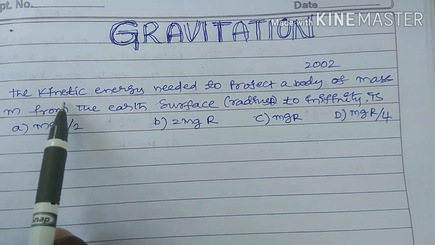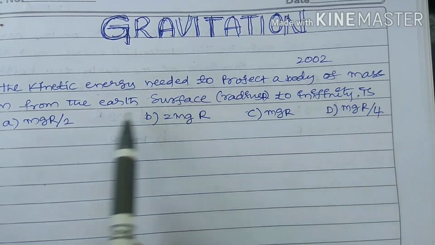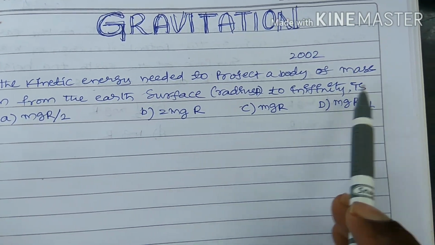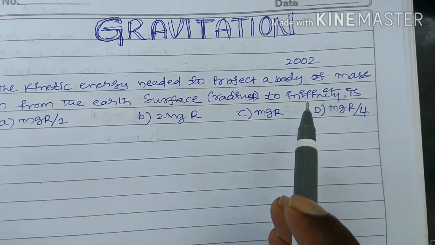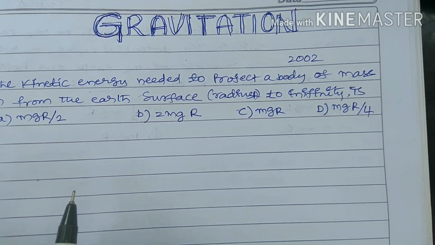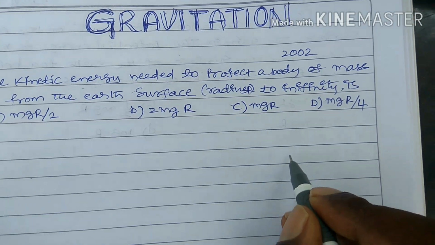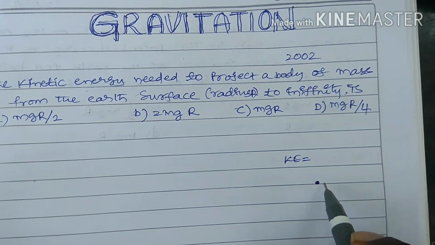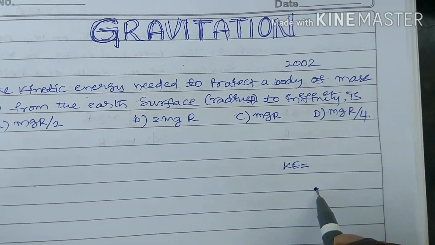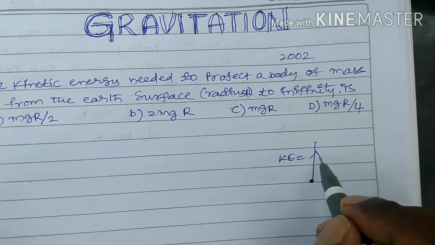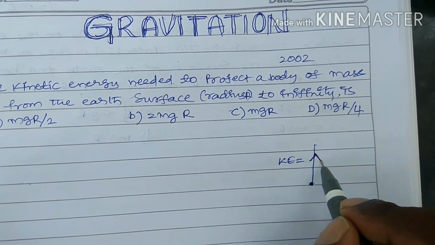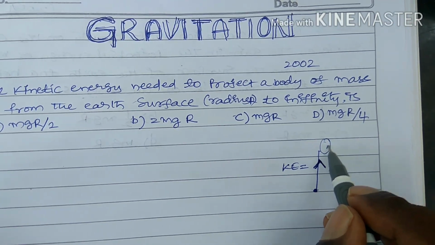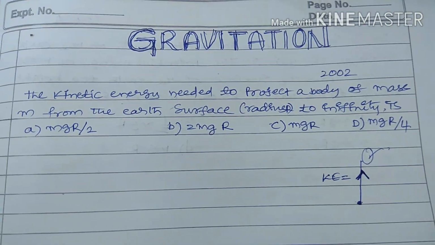Now the first question: the kinetic energy needed to project a body of mass m from the earth surface of radius r to infinity is. So here we have to find out the kinetic energy of the body. If a body is located on the earth surface, what kinetic energy will be needed to escape from the surface? Escape means the body goes to an infinite distance. So that's why we need to explain.